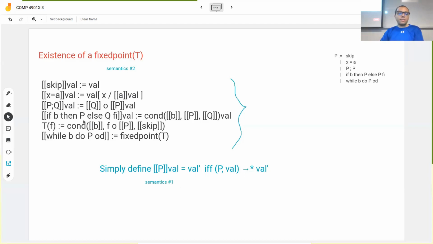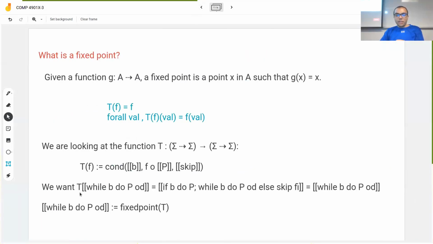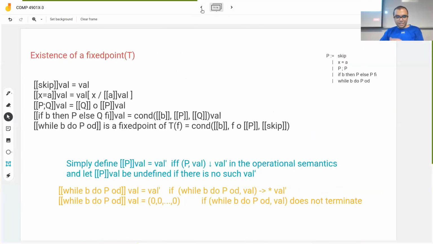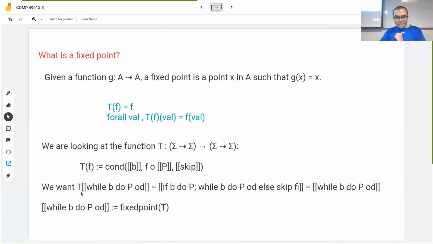Now, why do they satisfy it? Well, you can just check the requirements one by one. They do satisfy all of them. But the one that is actually interesting for us is this one, that while is the fixed point of t. And the reason that one works is that if I apply t to the semantics of while, semantics number one, this one, if I apply t to semantics number one of while, what do I get?